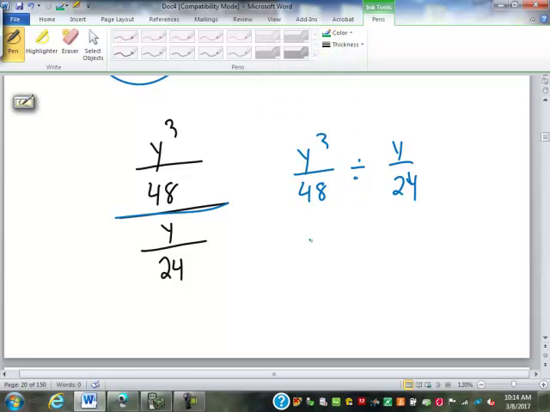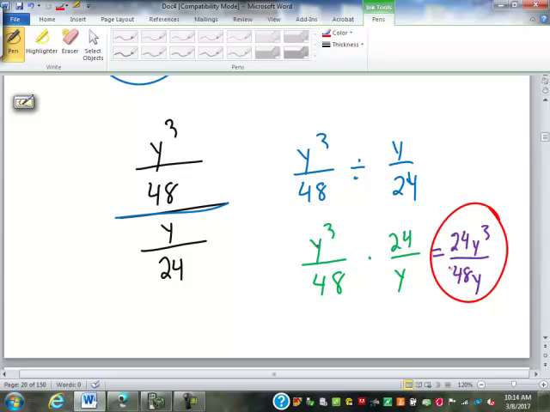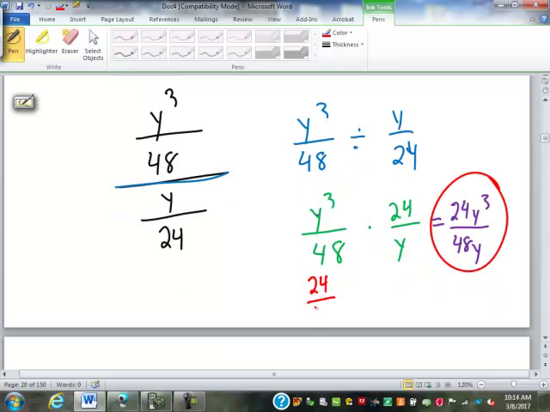So, of course, the first thing we're going to do is take the reciprocal and make it multiplication. Now, here you could separate out the numbers, but this is one where it's probably simplest just to multiply it out and reduce. Y to the third times 24 is 24y to the third. 48 times y is just 48y. And now I can reduce this. I pull out the number. 24 over 48, what does that reduce to? 1/2, right? Both of those can be divided by 24.